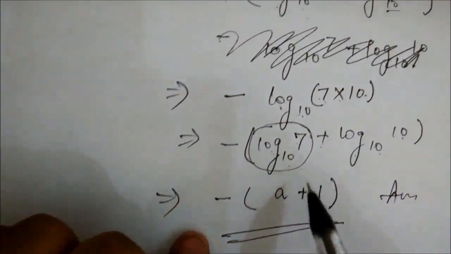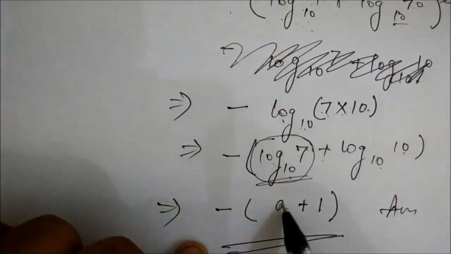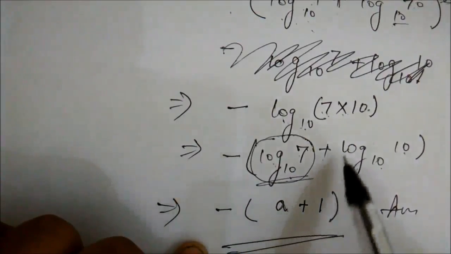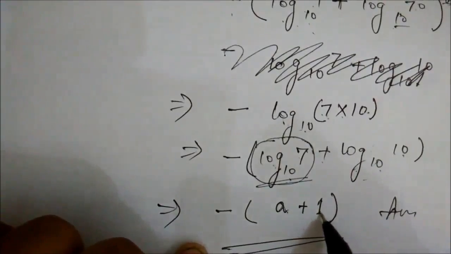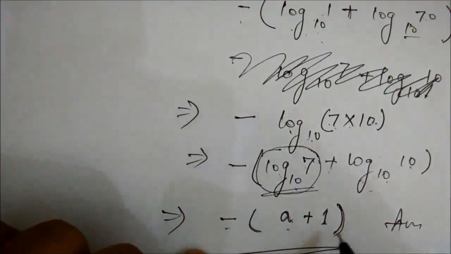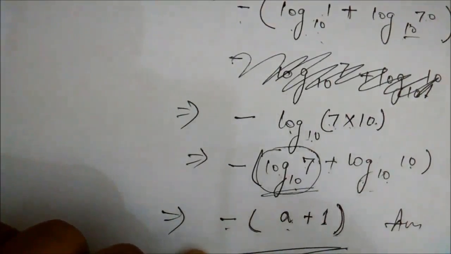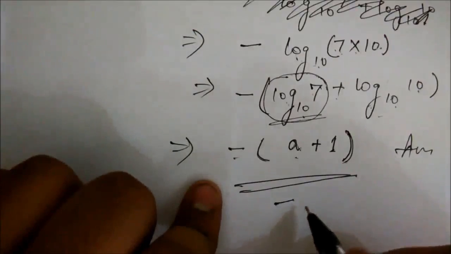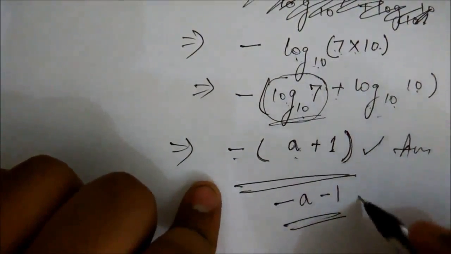Now we already know the value of log 7 to the base 10, so it will be a, and log 10 to the base 10 is always 1, we already know that. So the final answer to this question will be minus (a plus 1), or it can also be written as minus a minus 1. So it can be either this or this, as the option is given. So let's go to the next question that we have.